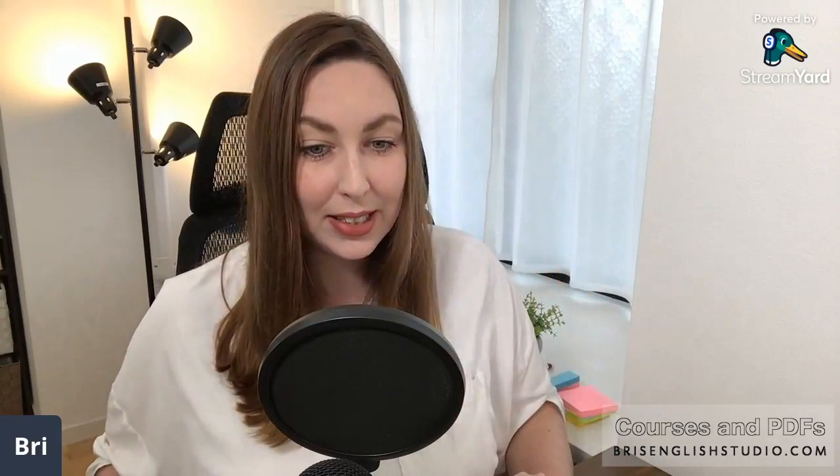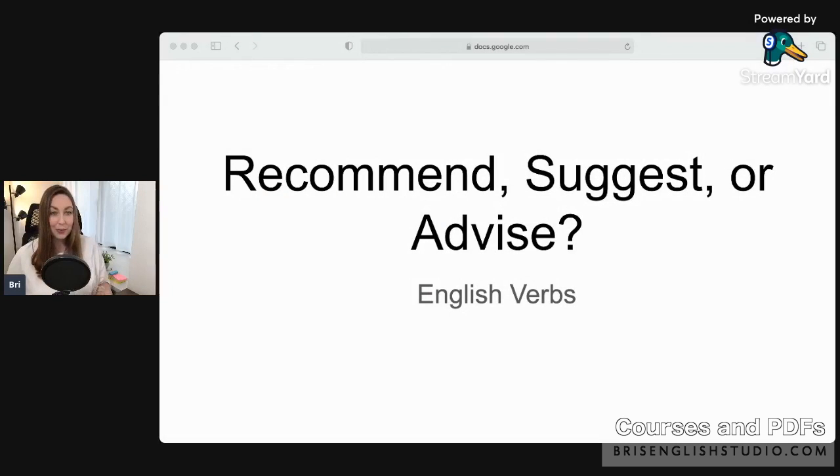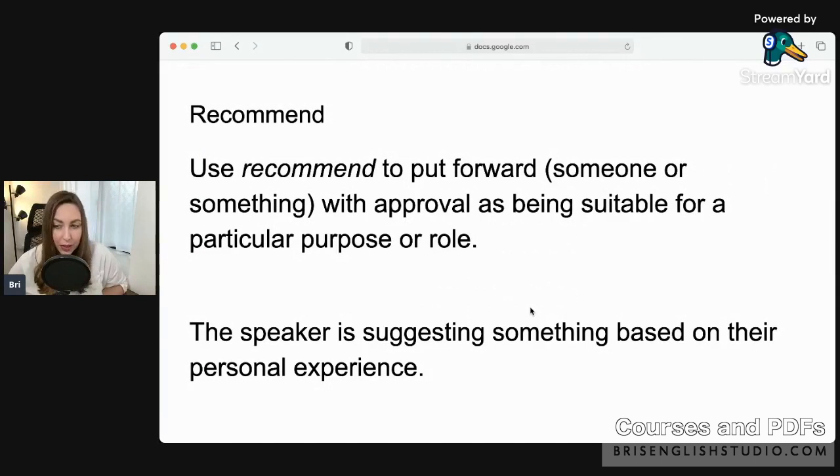Okay. So we are going to look at today's lesson. Recommend, suggest, or advise. These are English verbs that are kind of tricky, right? A little bit confusing. Okay, so we have these three. So we're going to look at them one by one first. The first word is recommend.